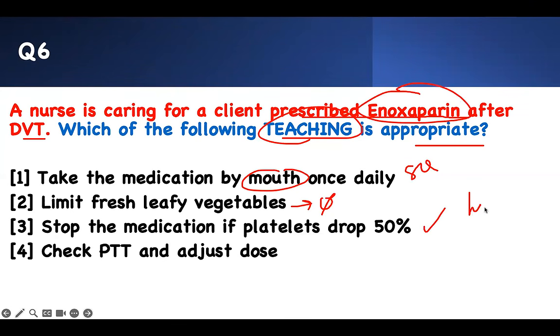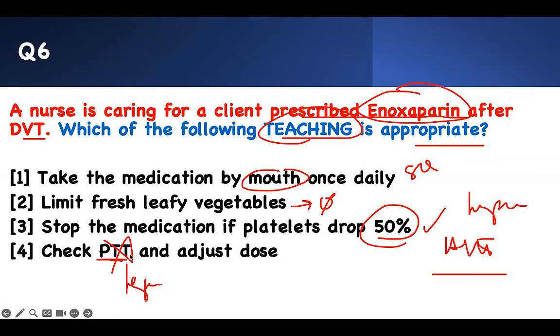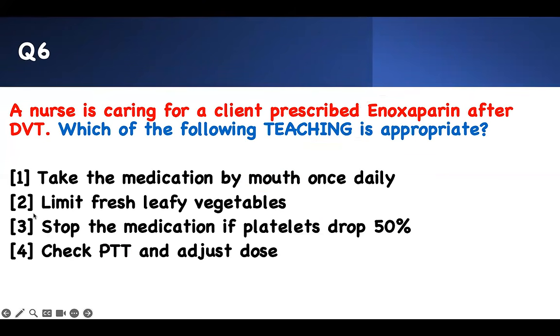Yes, it's a heparin, and it can drop your platelets. And if they drop 50%, that is heparin-induced thrombocytopenia. That's bad. Check PTT and adjust those. You don't need to check any of them because this is only sub-Q Lovenox, which is Enoxaparin, which is therapeutic, but you don't need to check any PTT, even though it's heparin. The only thing you check PTT for is a heparin drip. So that's not the right answer. Number 3 is the appropriate teaching.